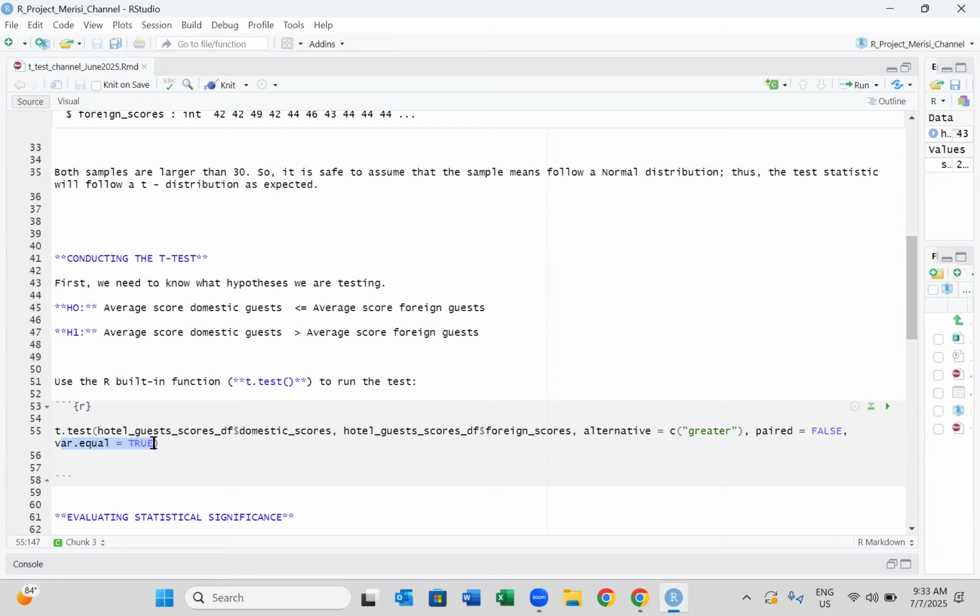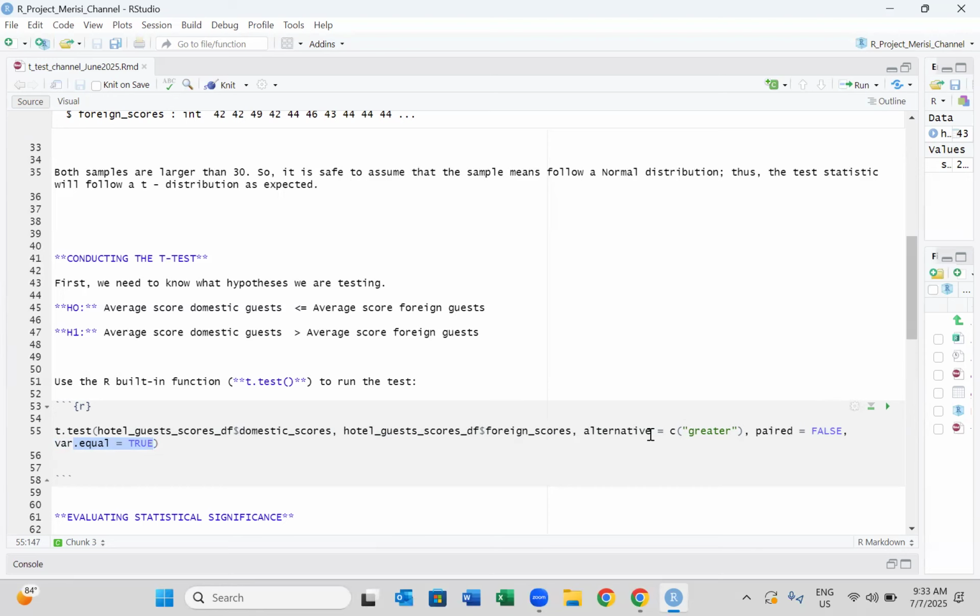If you are unsure, I guess the most conservative approach is to say bar equals false. So the most conservative approach is to consider that the variances are not equal. So if you don't have any information, it's better if you do bar equals false, okay? But in this case, I have evidence to conclude that they are the same. So that's why I'm using this option.